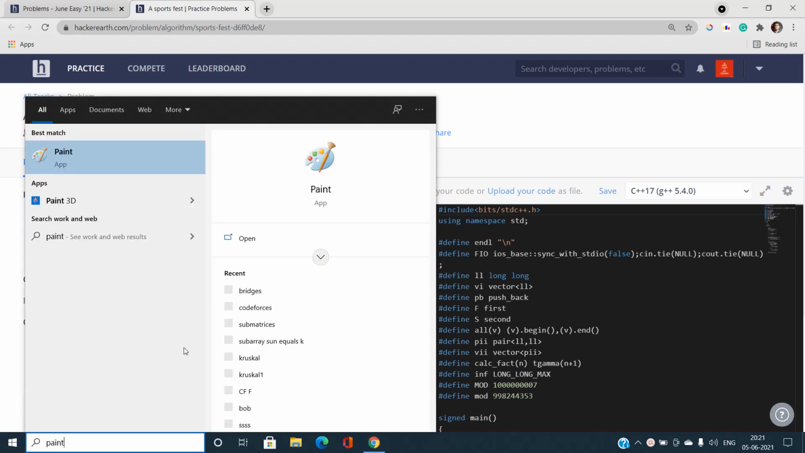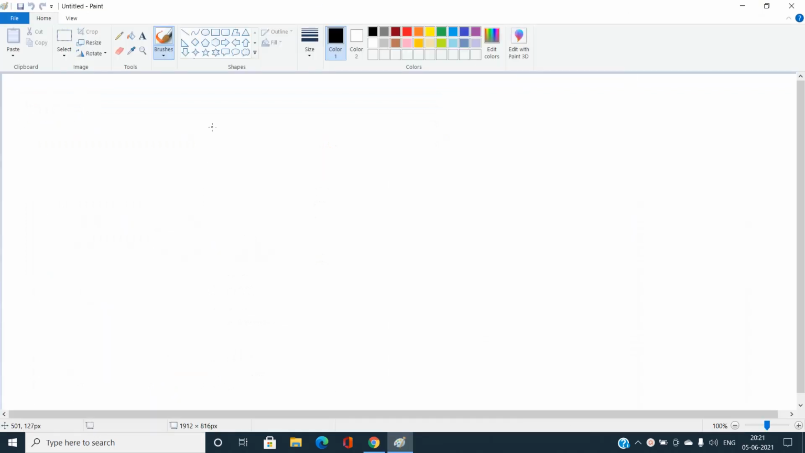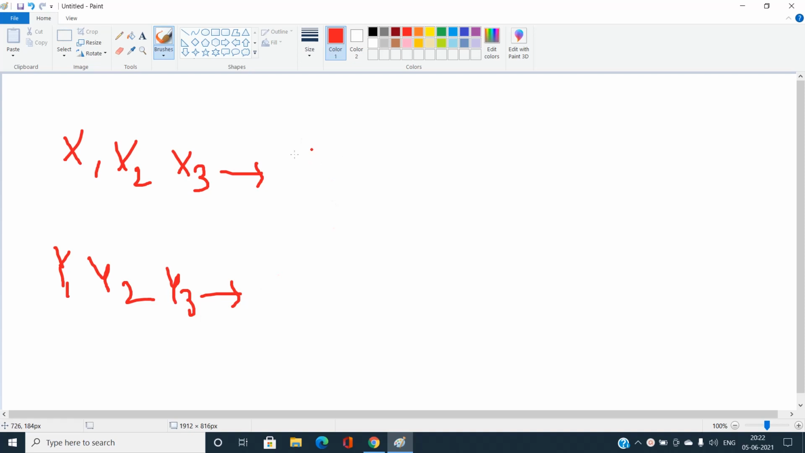Let me open this up and take an example. I am taking the players, A, for every sport. Let's say I'm considering three sports, and these are the points being distributed for player A for every particular sport, and y1, y2, y3 correspondingly for player B for each sport.